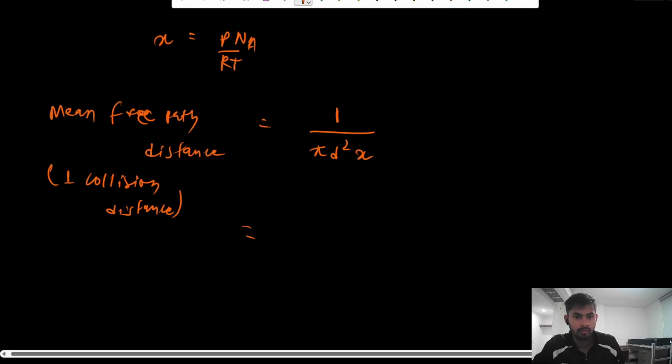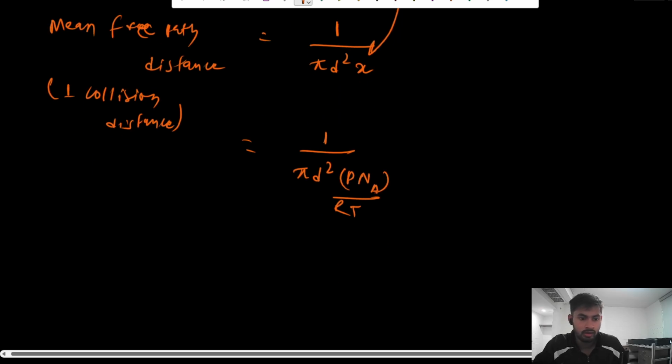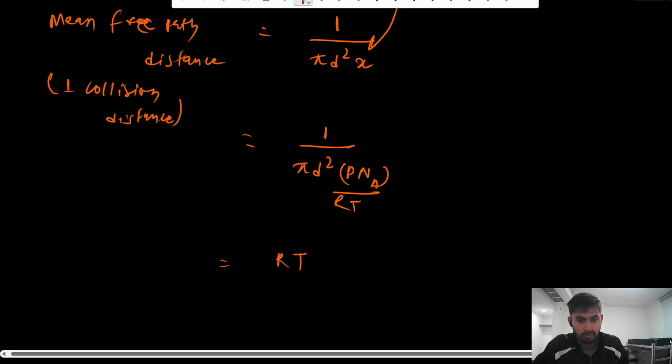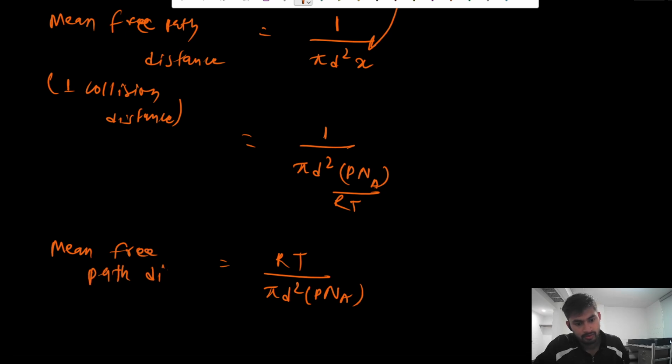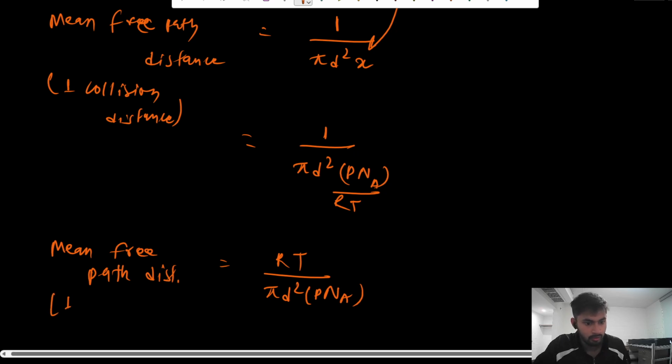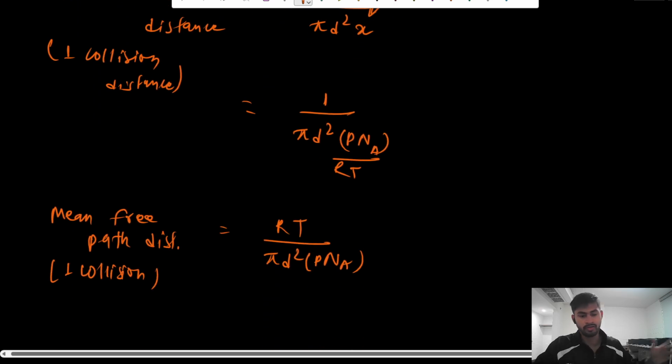Then if we just plug in this value of x here, which would be P Na by RT, the mean free path distance is 1 by pi d squared P Na by RT, which is the mean free path distance for one collision, which is the required mean free path distance.